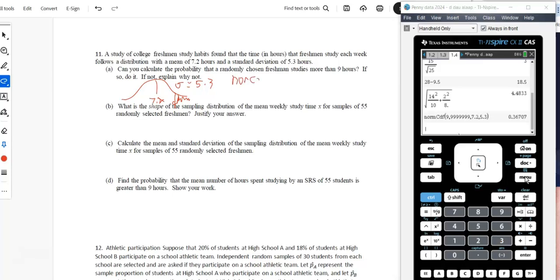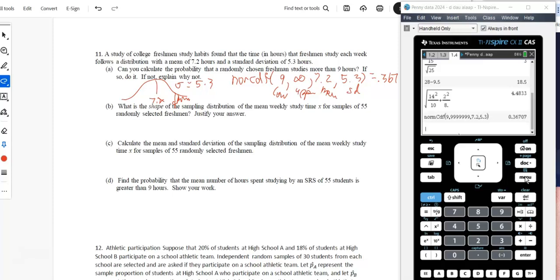So we should get, and we would write the command here: normCDF(9, infinity, 7.2, 5.3) equals 0.367, and that's the lower, upper, mean, standard deviation. Sorry, this is really sloppy, but you get the idea. We'll label those inputs for the calculate command every time.